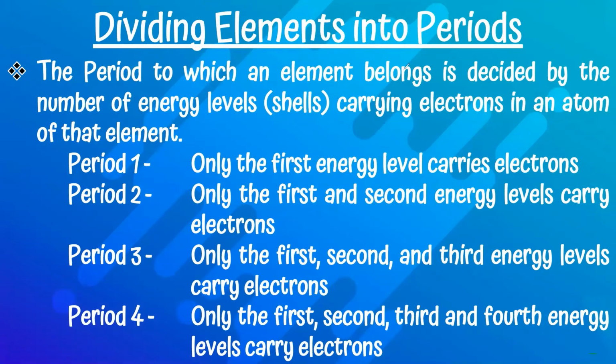Dividing elements into periods. The period to which an element belongs is decided by the number of energy levels carrying electrons in an atom of that element. So period 1, only the first energy level carries electrons. That means hydrogen and helium are in period number 1. Period 2, only the first and second energy levels carry electrons.